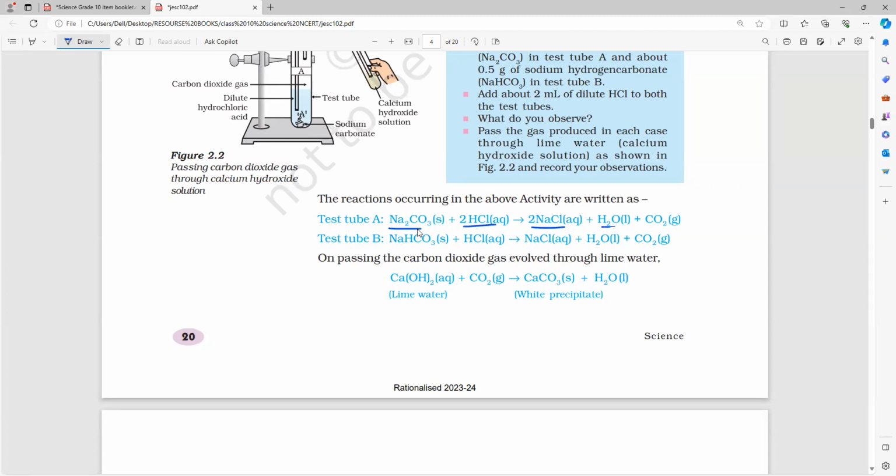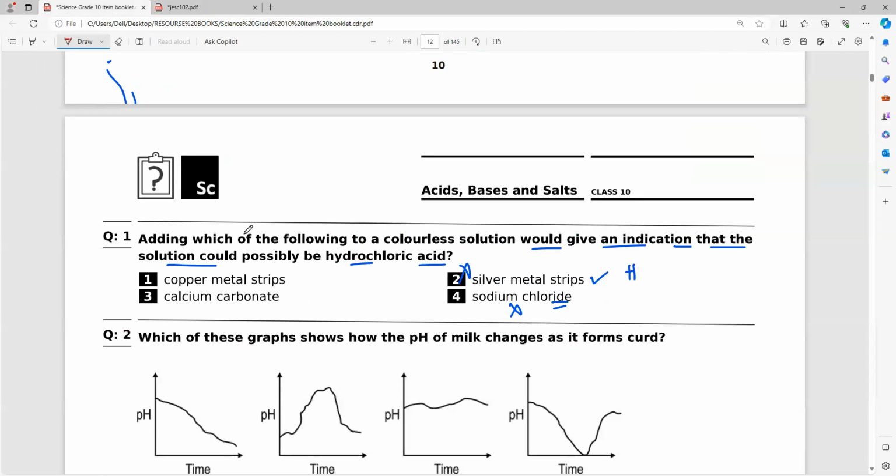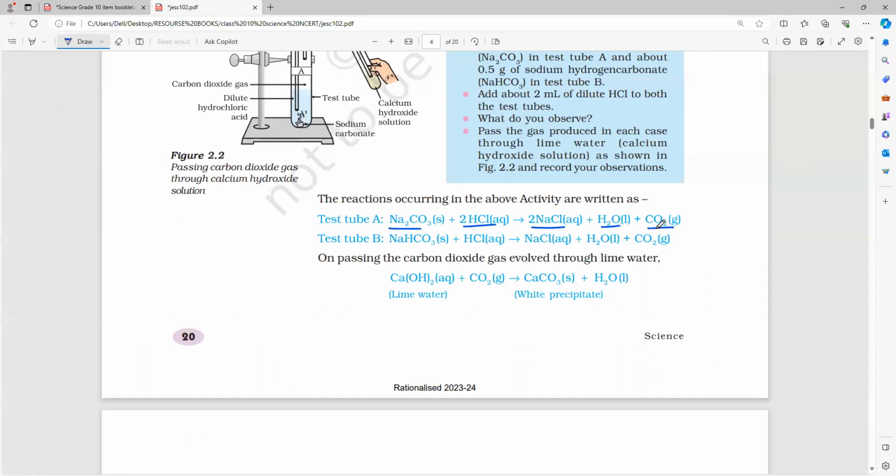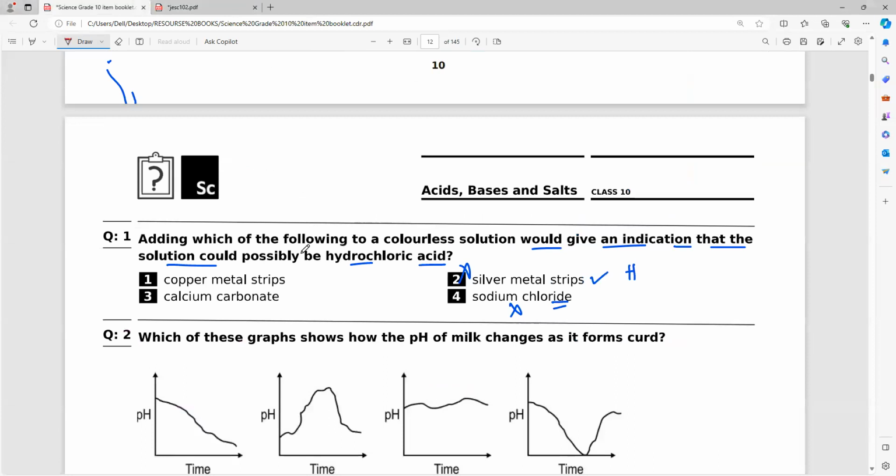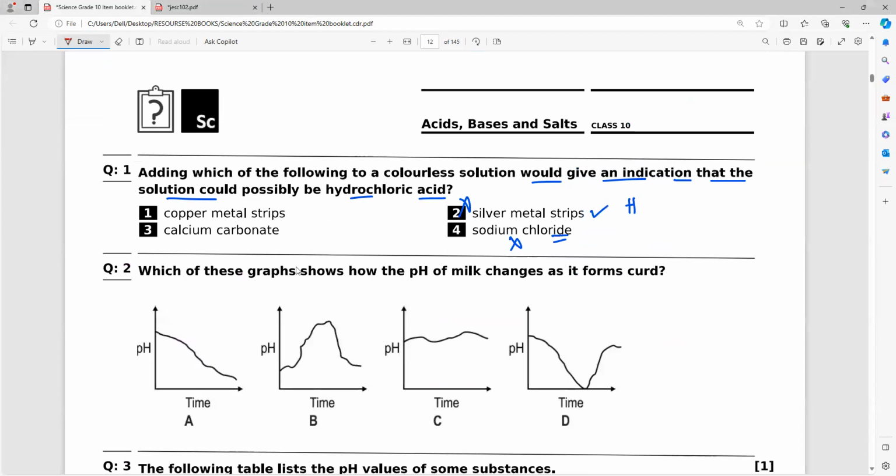So we will get NaCl plus H2O plus CO2. So how you can identify it is HCl? We'll get the gas. What is the gas that will come? Carbon dioxide gas. If that carbon dioxide passes through lime water, it will turn milky. So that is the indication that the given substance is definitely an acid. That is what we have to react with the calcium carbonate. Option number 3. So please mark it.